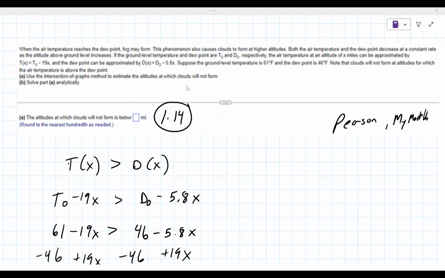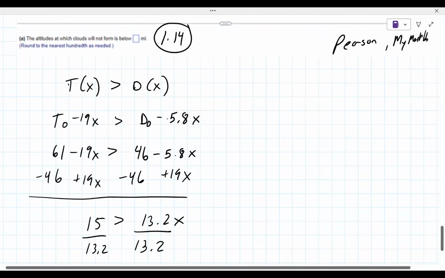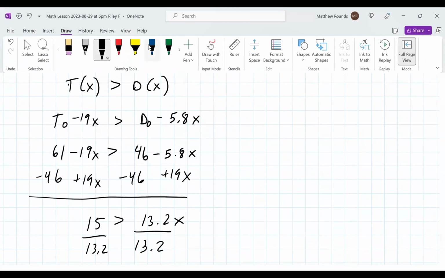Oh, my numbers changed. It's 66 degrees and 55 degrees. What about the 19 and the 5.8? Those are the same. Okay, so you have to read those to me one more time. You said 66 and 55.